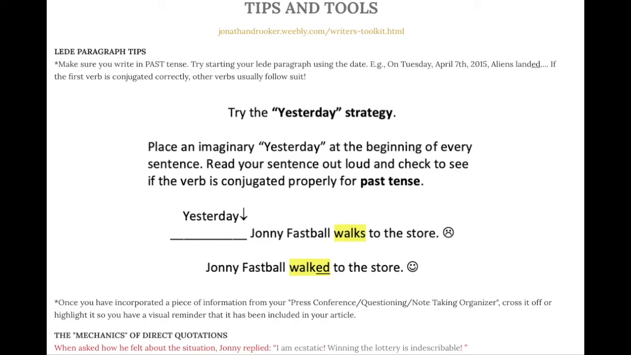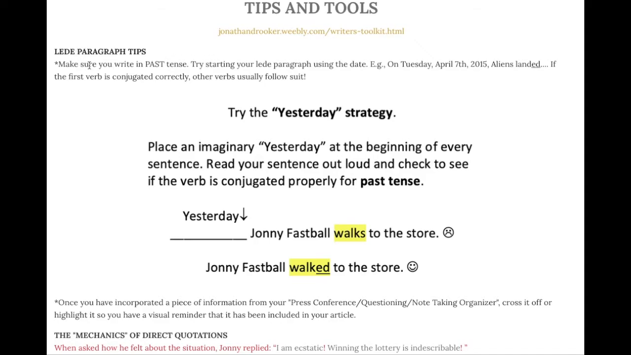I have plenty of tips and tools to assist you in writing a strong news article. Firstly, our Writer's Toolkit webpage is a must-see. It has transition words, emotion and feeling synonyms, even video tutorials outlining the steps of our proofreading plan.